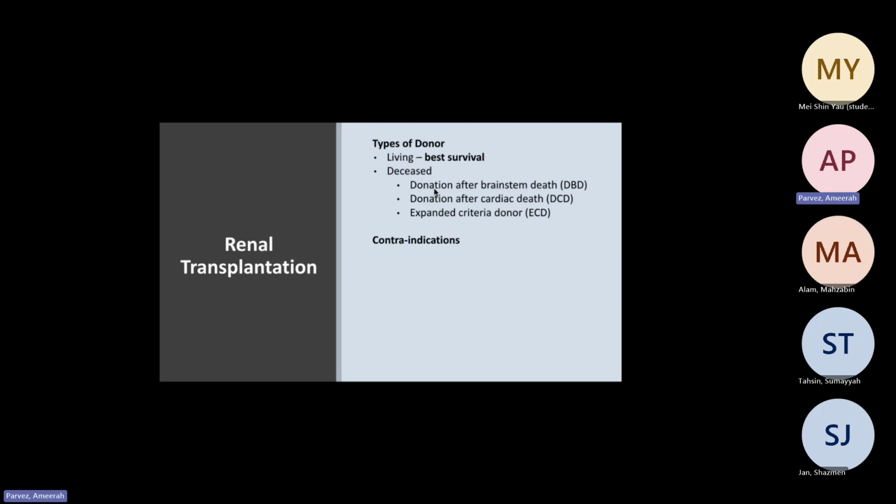And there are different subtypes. You can have donors after brainstem death, where there's brainstem death, however cardiovascular support is still persisting. And then donation after cardiac death, where there's no active circulation, and this has an increased risk of delayed graft function.